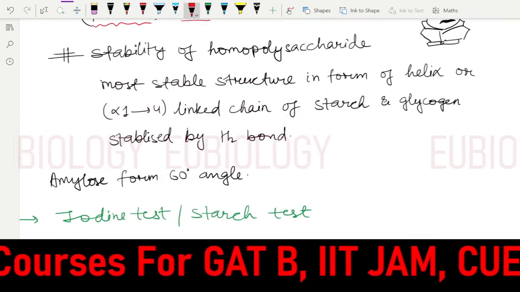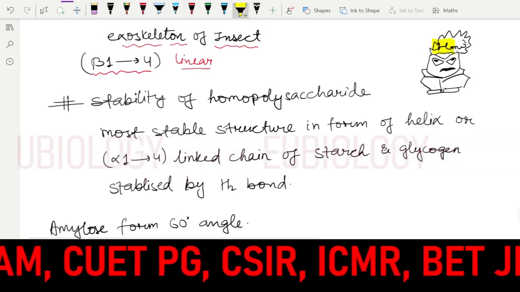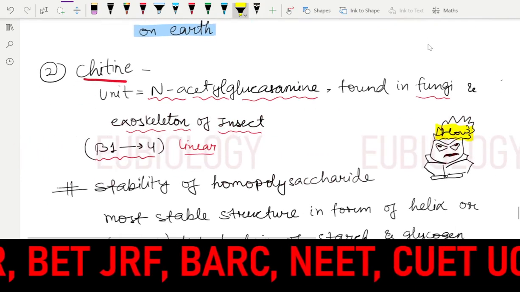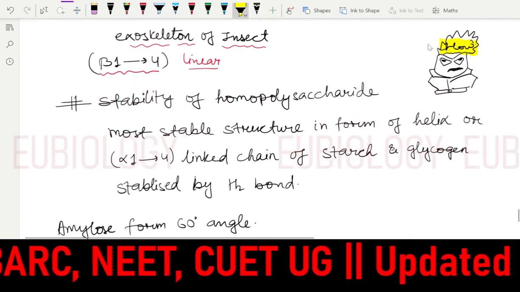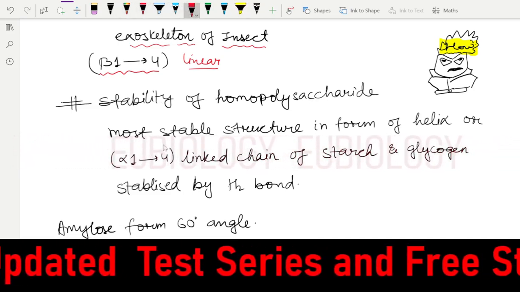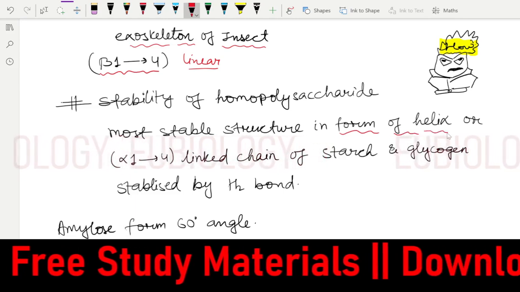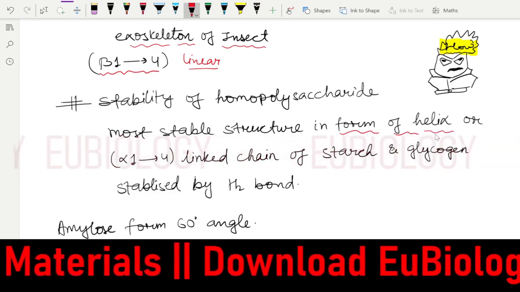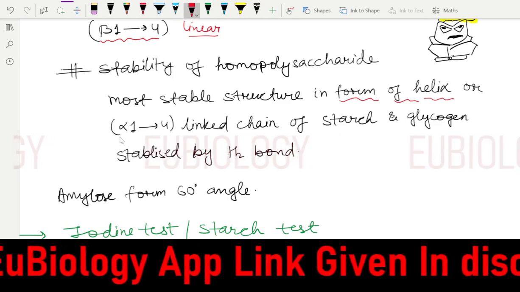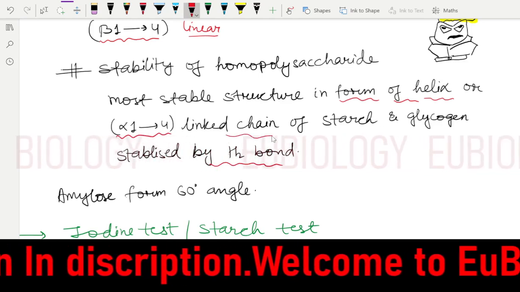Now, if you talk about stability, how do they get the stability? This is the question. So how will the homopolysaccharides get stability? What do you think? Mostly the homopolysaccharides get stability because of the arrangement of their carbons. The most stable structure is the helix, like in DNA; the polysaccharide also forms a helix for stability. And the alpha 1,4 linkage chain starts, glycogen is stabilized by the hydrogen bond. Okay, these are the important lines.